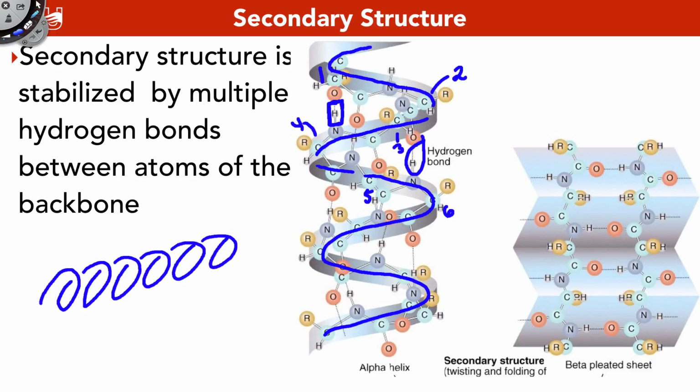All right, trying to show you some three-dimensionality here. And the one right here is that beta pleated sheet. Same idea, we're hydrogen bonding between two amino acids, and that hydrogen bonding will make a discernible structure on the protein. That is secondary structure.